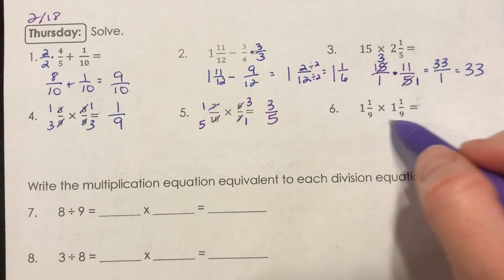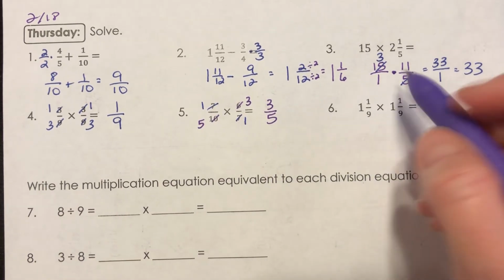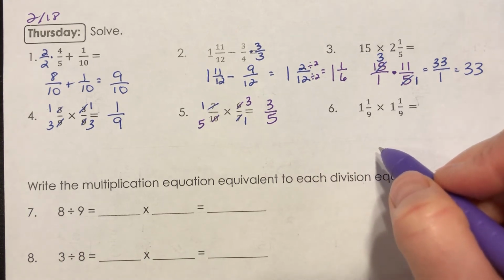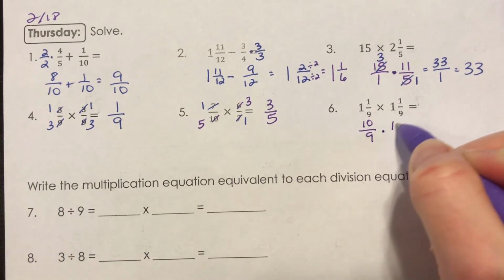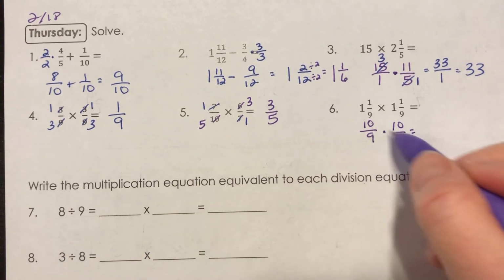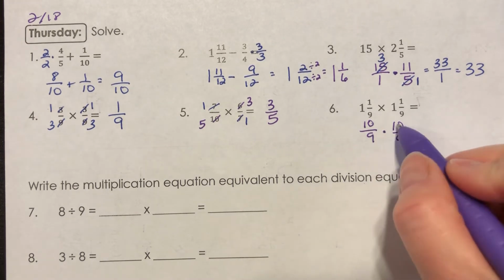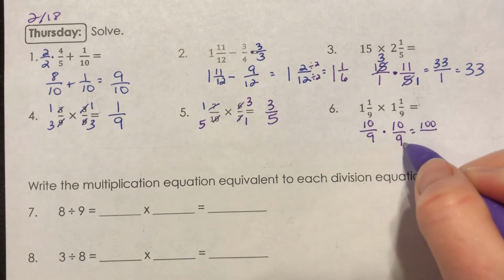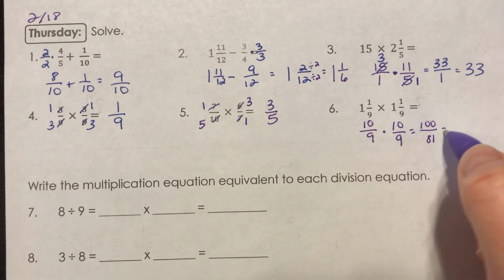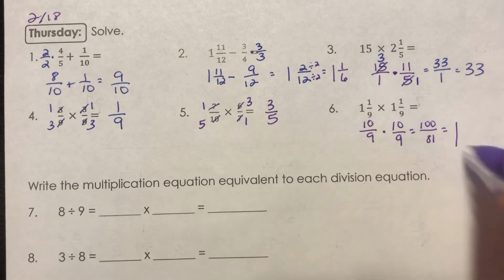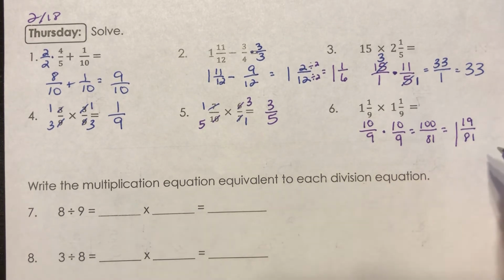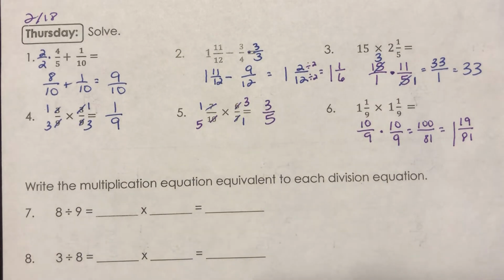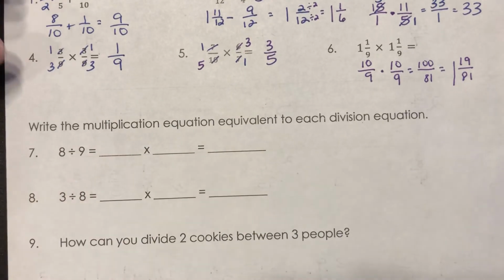Okay, number 6, 1 and 1/9 times 1 and 1/9. I have to change these into improper fractions before I can multiply. 9 times 1 is 9, plus 1 is 10/9, and another 10/9, and I can't cross-simplify anything. So 10 times 10 is 100. 9 times 9 is 81. 81 will go into 100 one time, and 81 plus 19 is 100, so you should have 1 and 19 out of 81.